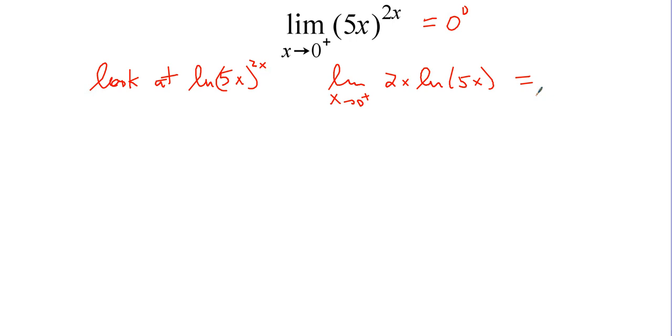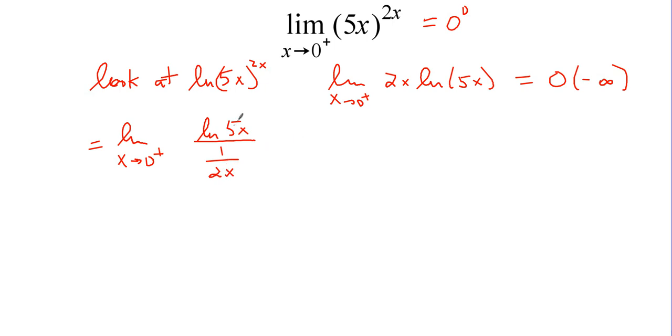So when we look at this limit, we end up with 0 times the natural log of 0 from the right, which is negative infinity. And this is another indeterminate form that we'll have to turn into either 0 over 0 or infinity over infinity. So we'll turn it into the limit as x approaches 0 from the right of natural log 5x over 1 over 2x. And now we're in the form of an infinity divided by another infinity. Once we're there, we can use L'Hopital's rule to take the derivative of both the numerator and the denominator.